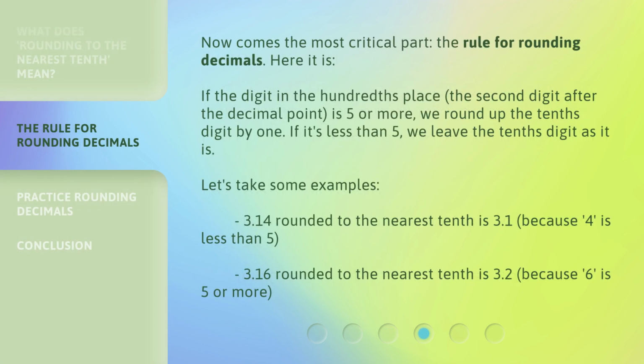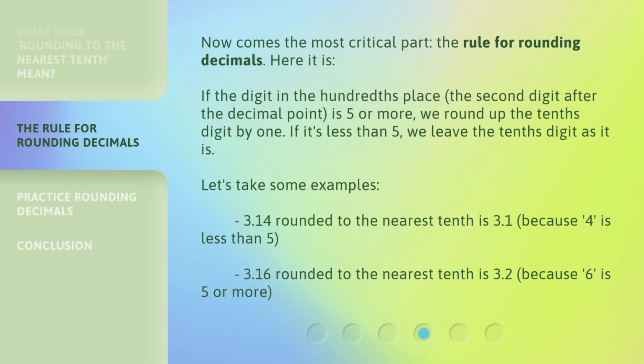Now comes the most critical part, the rule for rounding decimals. Here it is. If the digit in the hundredths place, the second digit after the decimal point, is 5 or more, we round up the tenths digit by 1. If it's less than 5, we leave the tenths digit as it is.